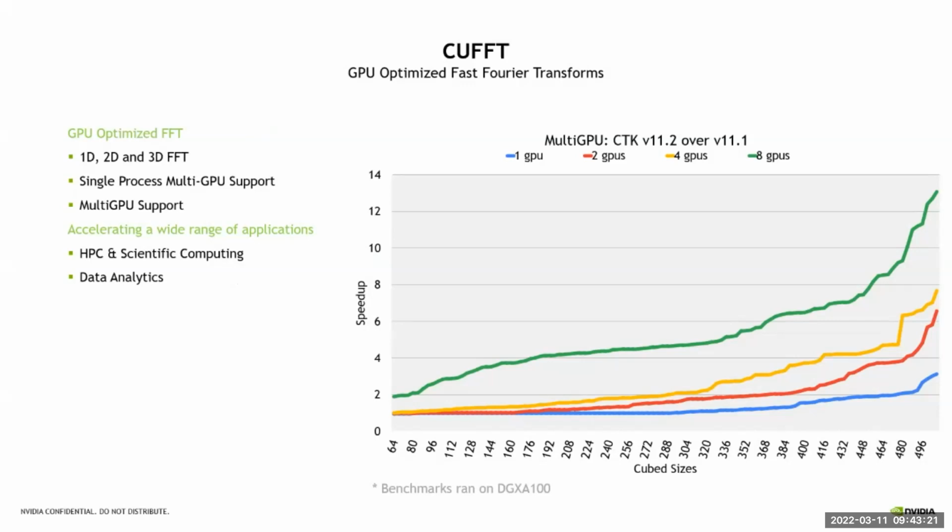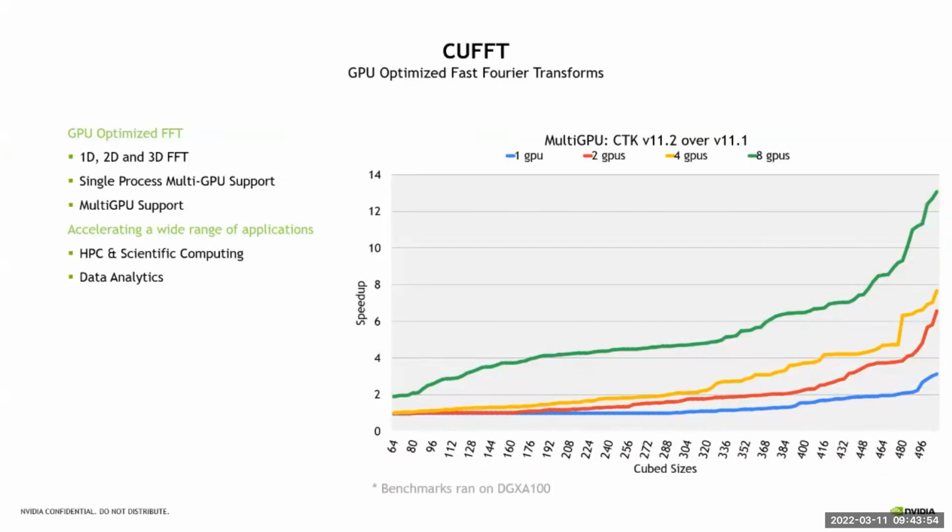FFTs are widely used in a variety of domains, and of course we provide support for optimized FFTs on our GPUs: 1D, 2D, and 3D FFTs, including support for multi-GPUs. And so you can see on the right here, as the size of the FFT increases, we're able to support 1 GPU, 2, 4, or even here 8 GPUs of the same node, and you get pretty substantial performance benefits scaling it up as the problem size increases, utilizing all of the GPUs that you have available to you.